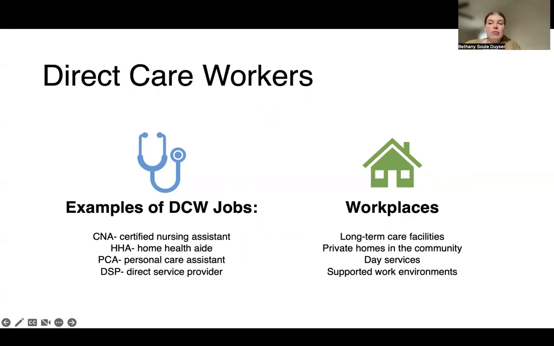Direct care workers, you've probably encountered some in your clinical practice experience. They work all over: long-term care facilities, in homes of the individuals in the community, in adult day services, or even in supported work environments, doing work like vocational rehab coaching.